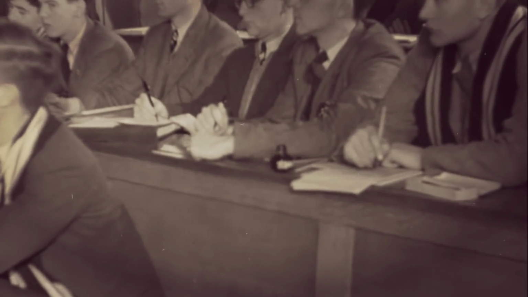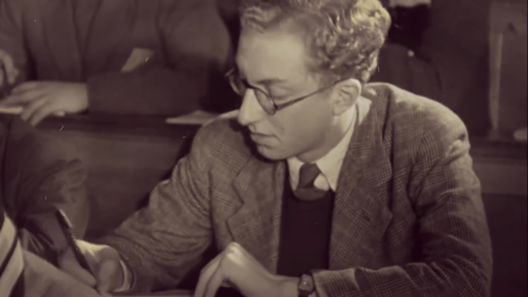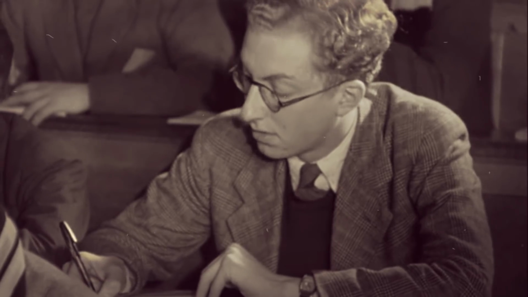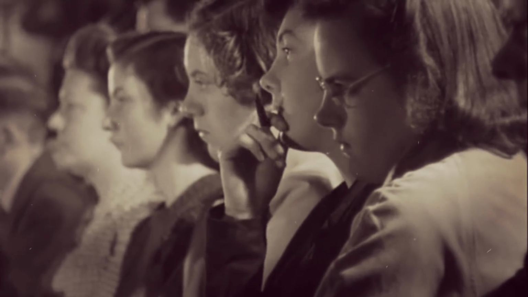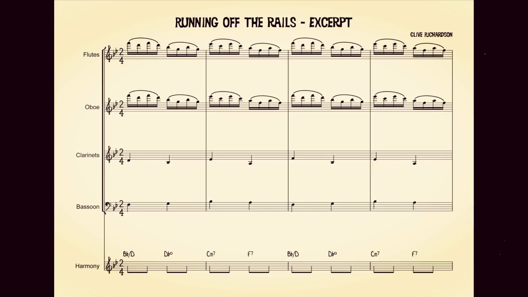So now we've got used to the idea of orchestrating your woodwinds to work around string melodies. But what about if you want the woodwinds to lead? Here's a starter for 10 from Running Off the Rails by Clive Richardson. Have a quick listen.